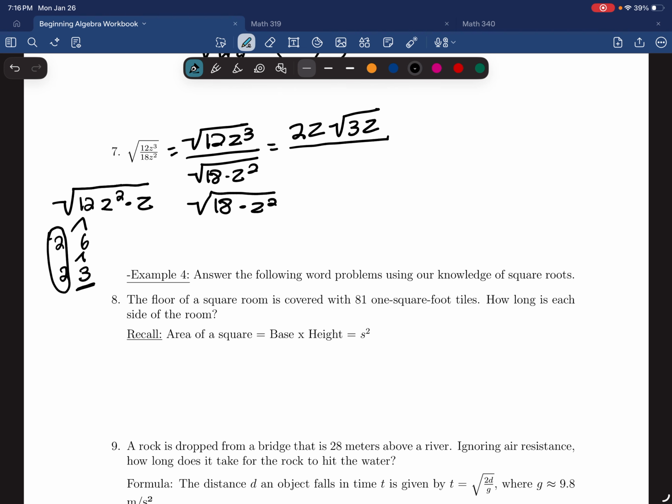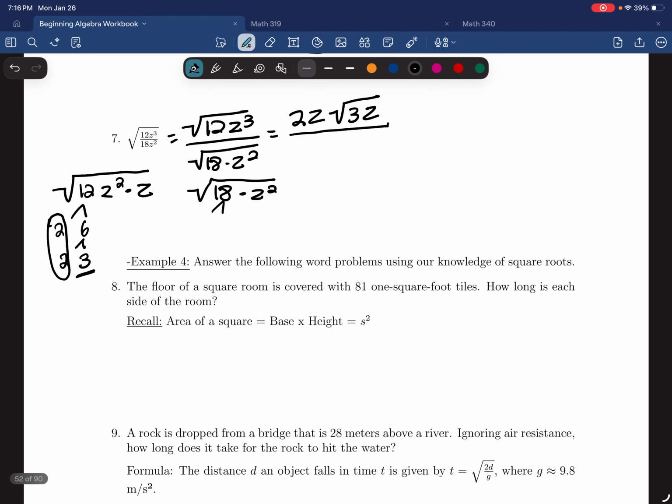And then we're going to divide that by the square root of 18 times z squared. Well, I can say 18 divided by 2 is 9. 9 divided by 3 is 3. We have a pair of 3's here. This 2 is left over. And then we also have this z squared here, which we know evaluates to z. We still have that 2 though, so I'm going to write root 2.